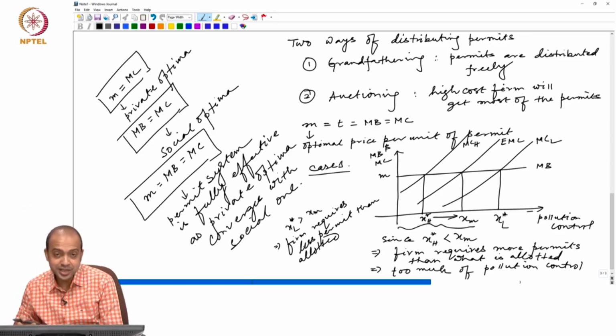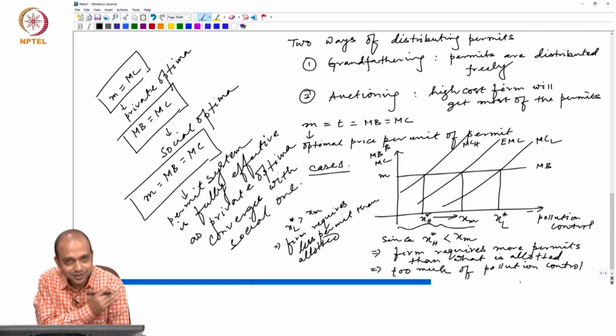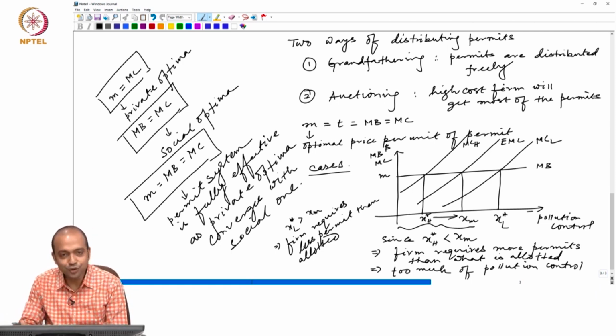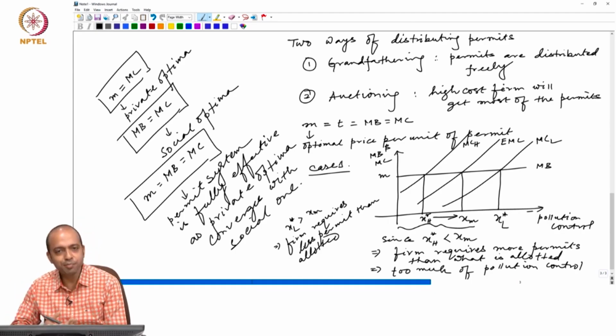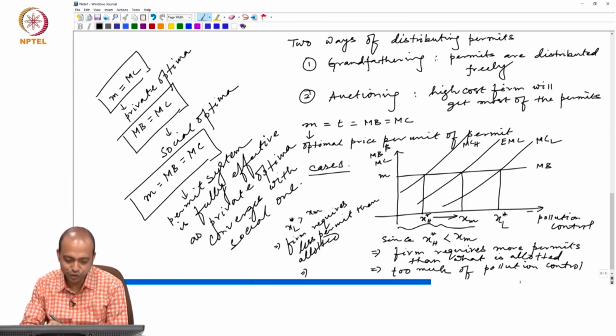But once the permit is allotted, policymakers cannot take the additional permit back. So, what will happen? Even though the firm can abate up to XL star, since the permits are already given, the firm will abate only up to XM, and for the rest of the pollution the firm will use the permits. So, even though the firm has the capacity to abate up to XL, it will abate only up to XM. This implies too little pollution control.